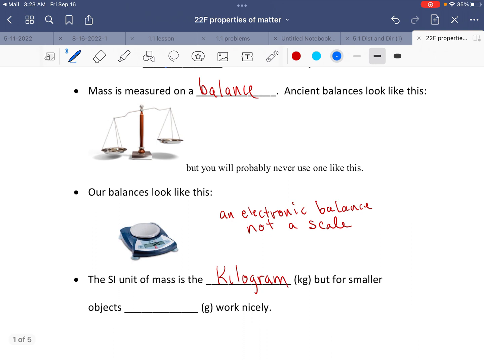Our balances look more like this. It's an electronic balance, not a scale. And the SI unit for mass is a kilogram. But for smaller objects, we can use grams. And that works very nicely for us.